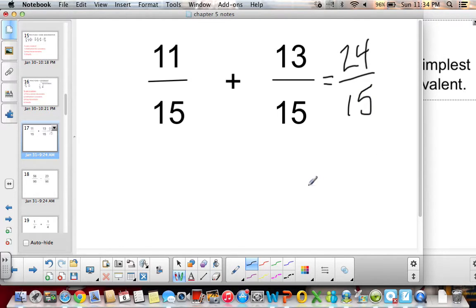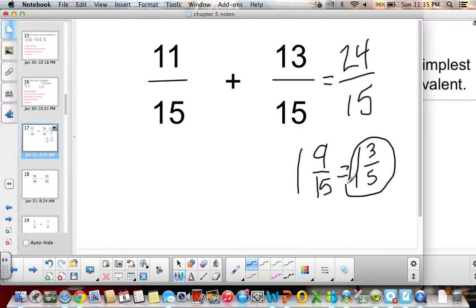24/15. We know that 15 goes into 24 once. 1 times 15 is 15. 24 minus 15 then is 9. So 1 and 9/15. 9/15 can be simplified a little bit further because 9 and 15 can both be divided by 3. So 9 divided by 3 is 3. 15 divided by 3 is 5. So our answer is 1 and 3/5.